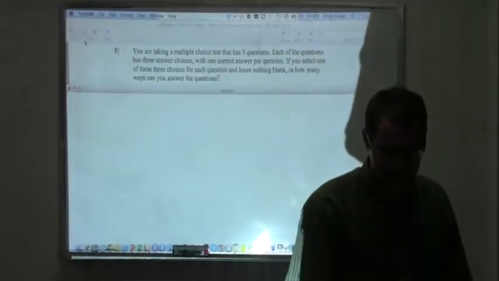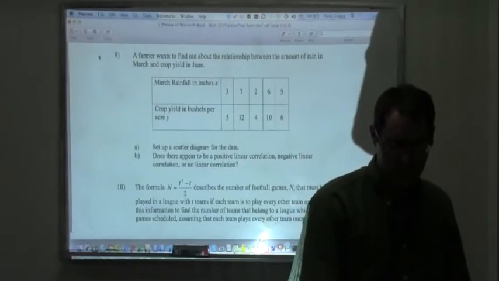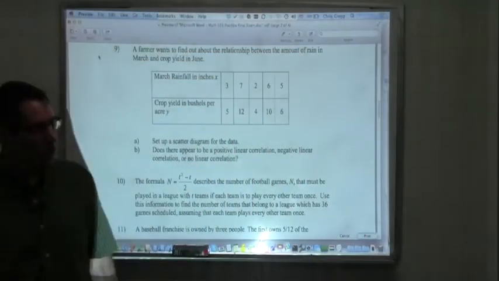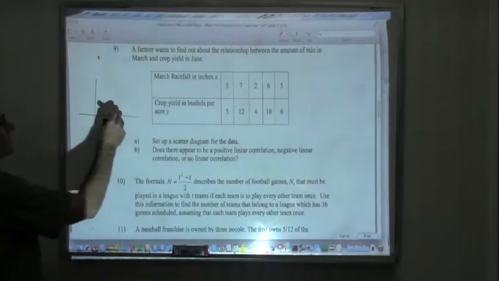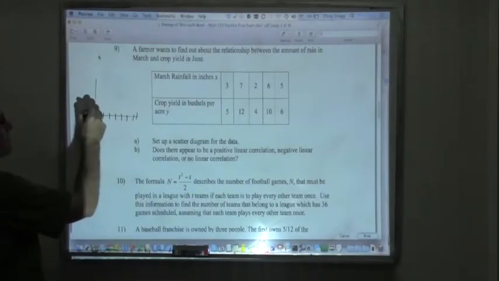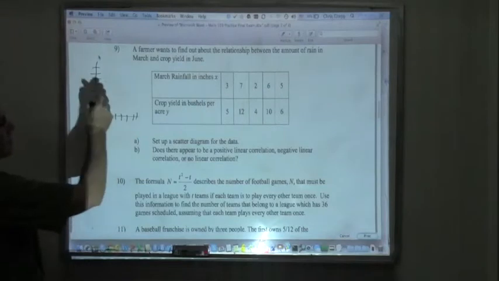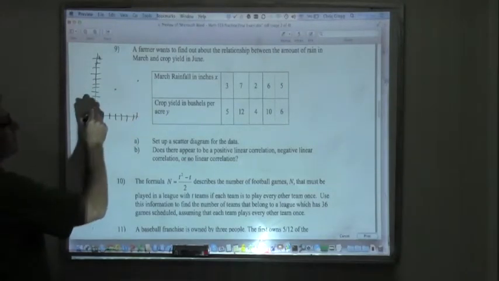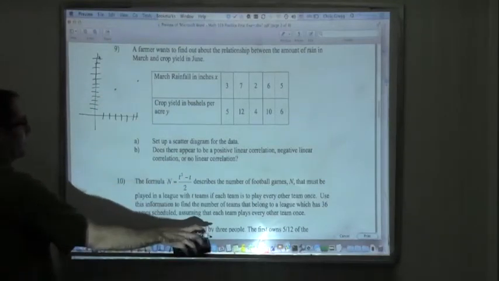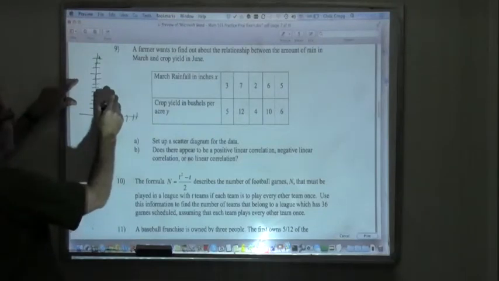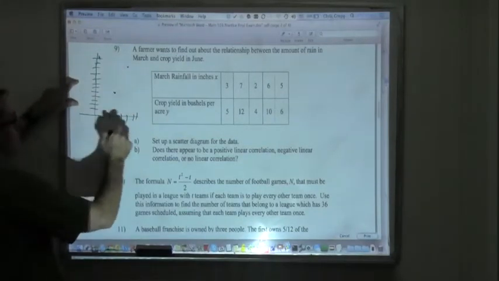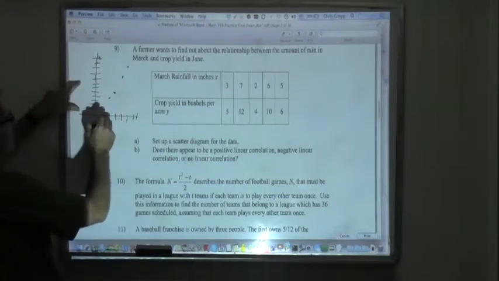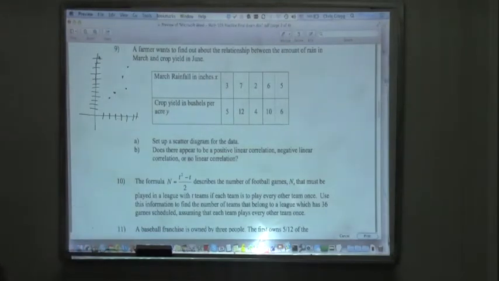Okay. All right. Let's see. Scatter diagram, we just did this. Does there appear to be a positive, negative, or no correlation? This one you just gotta crank out. 1, 2, 3, 4, 5, 6, 7, 8, 9, 10, 12. And you just crank it out. Oops, I'm doing it backwards. Sorry. X: 3, 5, 3, 5, 7, 12. Y: 2, 4, 6, 10, and 5, 6, like that. Positive, negative, or linear?